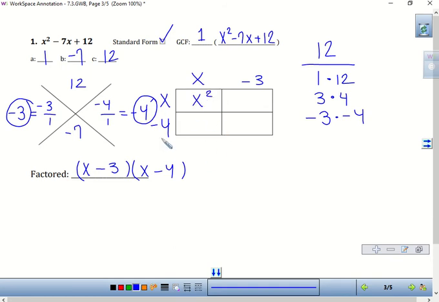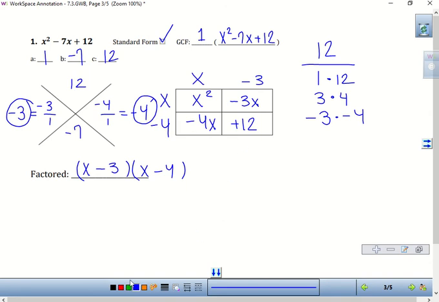Yeah, so just so everybody knows if they didn't know, on the sides you put the two binomials that you're going to multiply together, and this is a method we use to check our work, okay? So x times x is x squared, x times negative 4 is negative 4x, x times negative 3 is negative 3x, and negative 3 times negative 4 is positive 12.